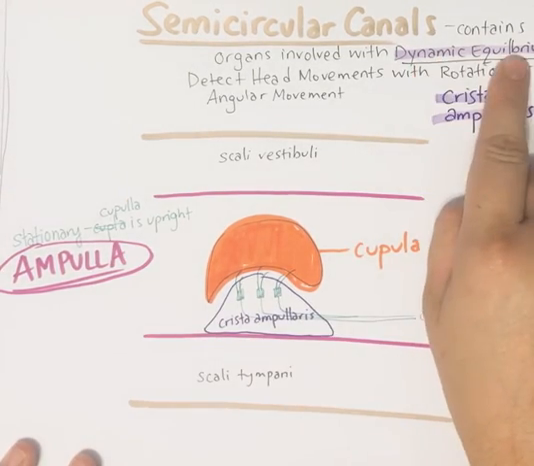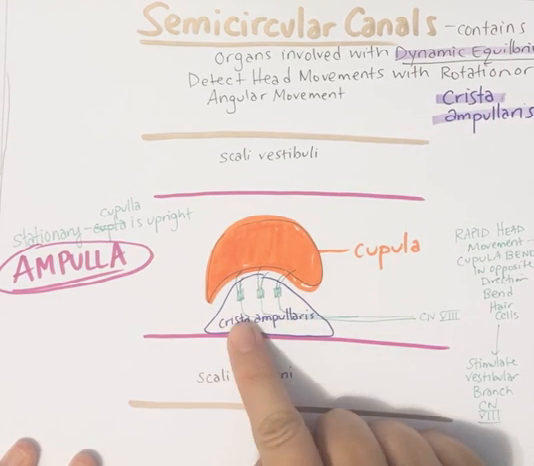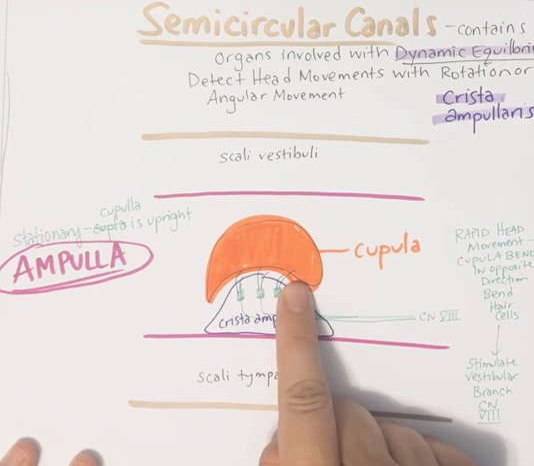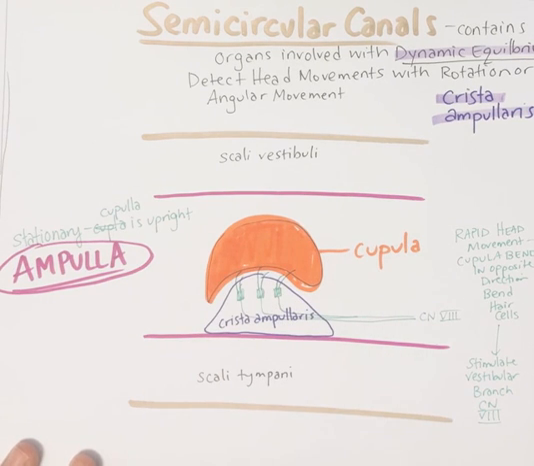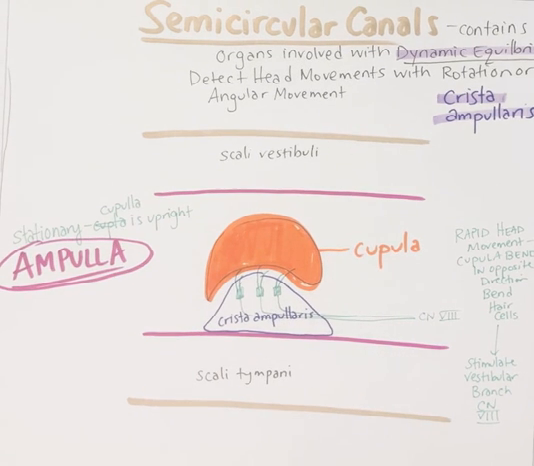The dynamic equilibrium is detected by the crista ampullaris, which has hair cells that bend, as the cupula, or the gelatinous material, goes in the opposite direction. So that is basically the inner ear. To me, this is a little bit easier than just reading through the PowerPoints to understand that they all look similar, but they're named different things.